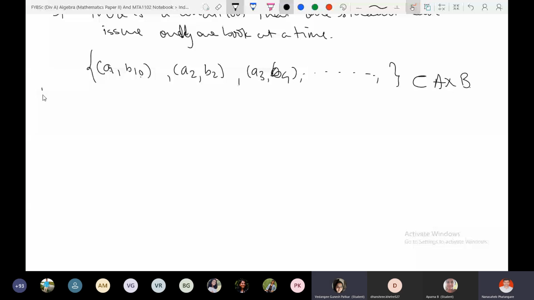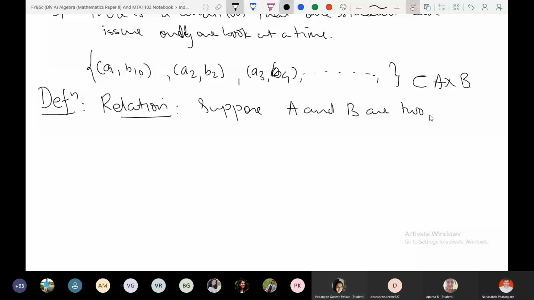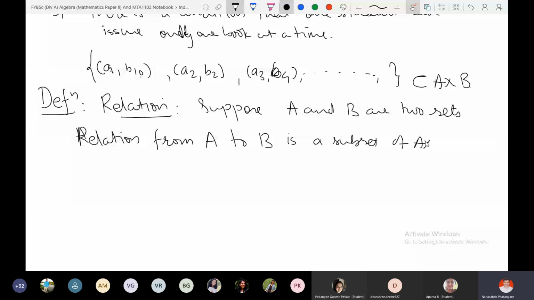Suppose A and B are two sets. A relation from A to B, right? When I say A to B, I am assuming the first set to be A, the second set to be B. So a relation from A to B is a subset of A cross B.